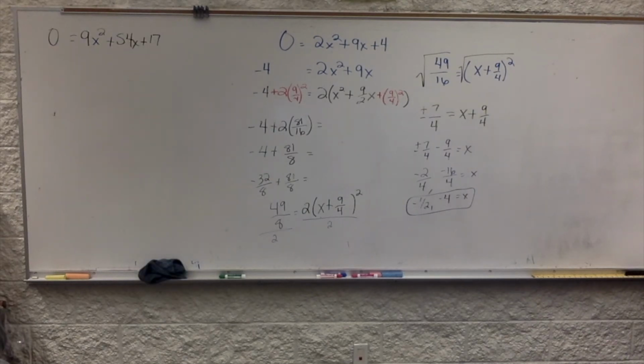When you're completing the square, you move the constant to the other side. You factor out the coefficient in front of x squared. This time it's 9. 9x squared divided by 9 is x squared. And 54x divided by 9 is 6x.